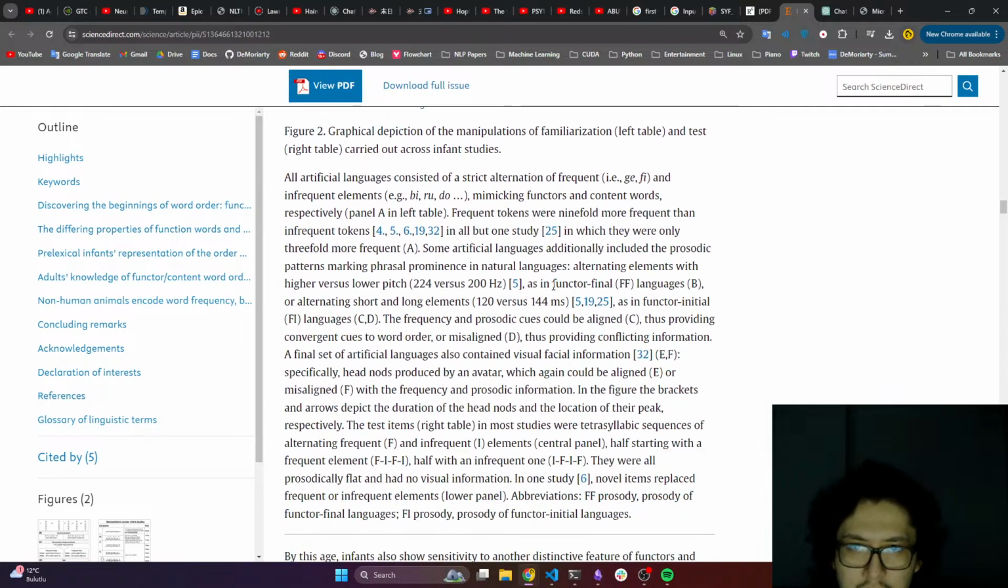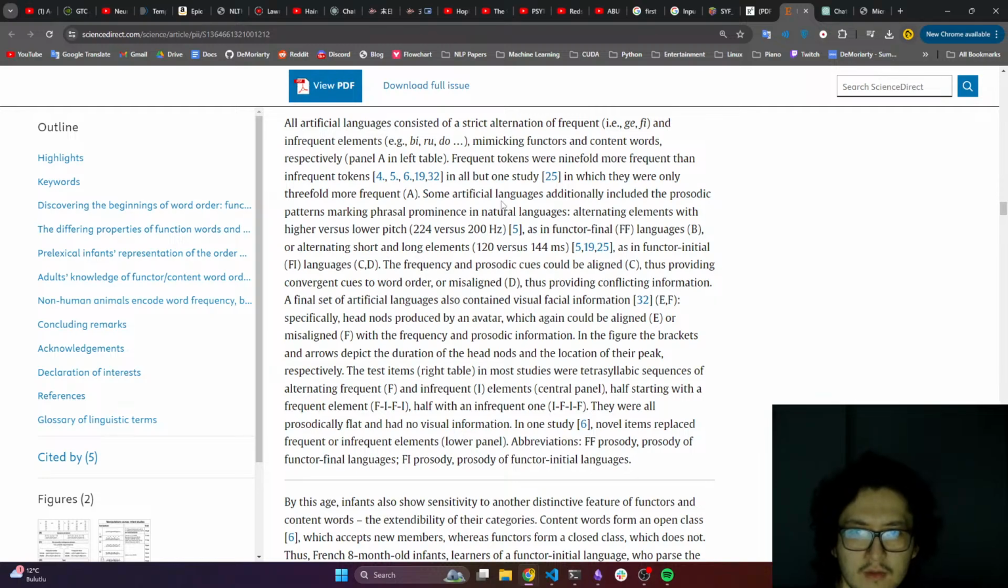All artificial languages consisted of a strict alternation of frequent and infrequent elements, mimicking functors and content words respectively. Frequent tokens were 9-fold more frequent than infrequent.